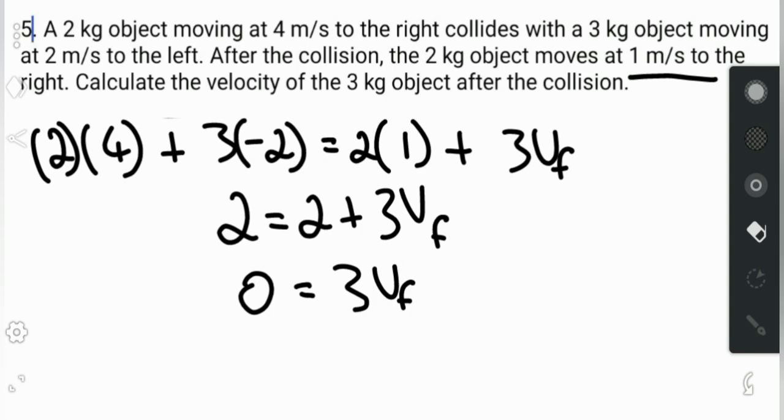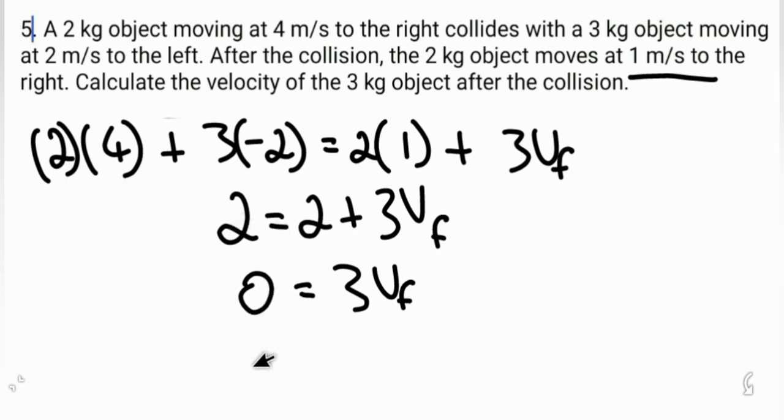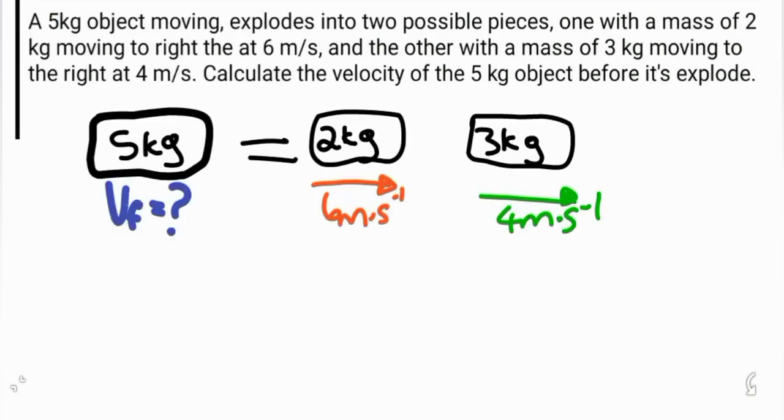Now we need to divide both sides by 3. If we divide both sides by 3, our final velocity will be 0 meters per second. Then that means this object was stuck. It didn't move after the collision. Try this one. Feel free to take a shot and pause the video.